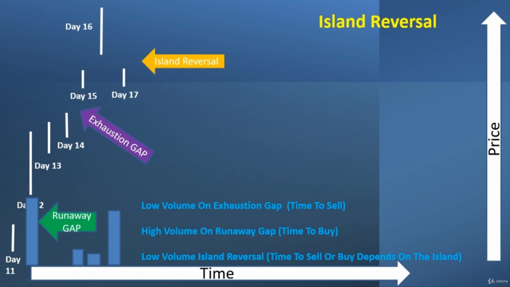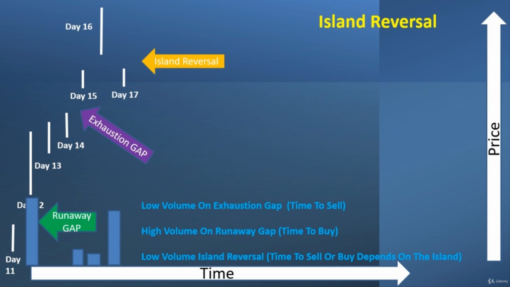If there's high volume on a runaway gap, that tells you to buy, right? We saw previously, on day 12, that runaway gap where it's time to buy. But with a low volume island reversal, you're going to have that low volume on day 16 in this example. And then the time to sell or buy depends on the island, right? You're waiting for the island to form. So we don't really truly know it on day 16.